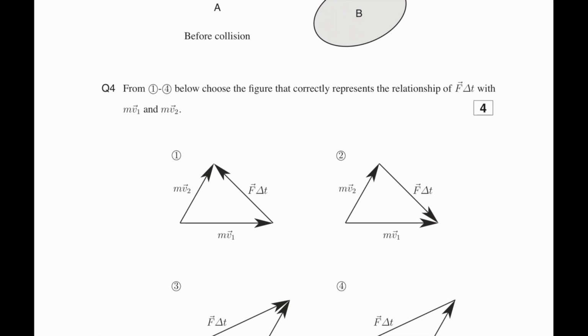From the options below, I will try to use this one. As you can see, my red highlight is mv2. mv2 is the final momentum. You have to remember, the formula of momentum is m times v. So this is my final momentum. I write it down as mv2. And then I will use another color, let's say this blue one, as the initial momentum. So this blue arrow is the initial momentum, mv1.